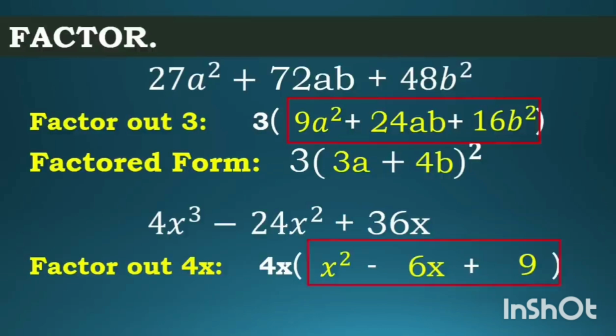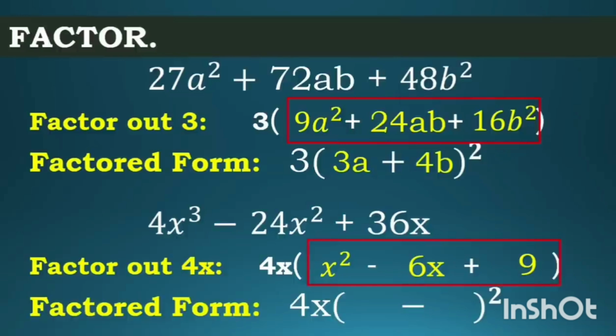Okay, so we now have the perfect square trinomial. So we can now factor. So the factored form will be 4x times, ano yung square root ni x squared, that is x. Ano ang square root ni 9, that is 3. So this is our factored form.